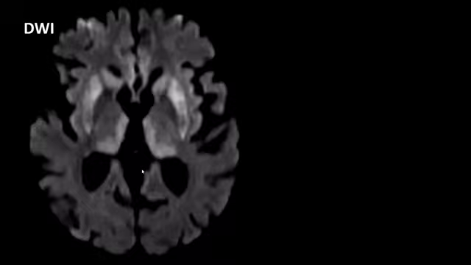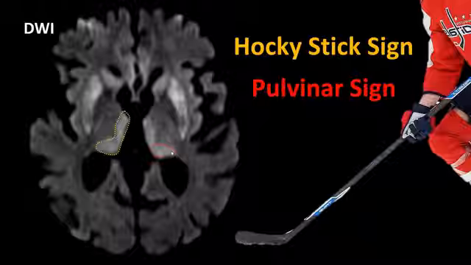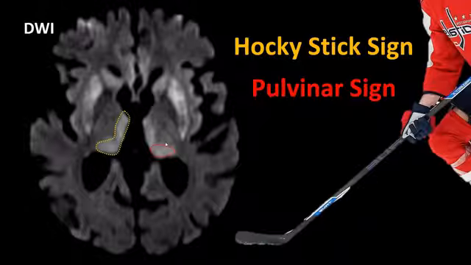This is a sign that is probably better known. We see diffusion restriction in the basal ganglia, but also in the thalamus. And in the thalamus, the area of diffusion restriction looks a bit like a hockey stick. This is called the hockey stick sign. And the same sign can sometimes be limited to the dorsal part of the thalamus, which we call the pulvinar. And when it is limited to this area, we call it the pulvinar sign.